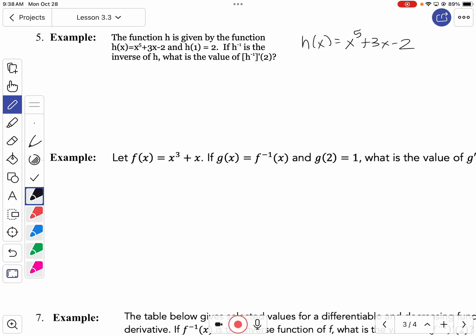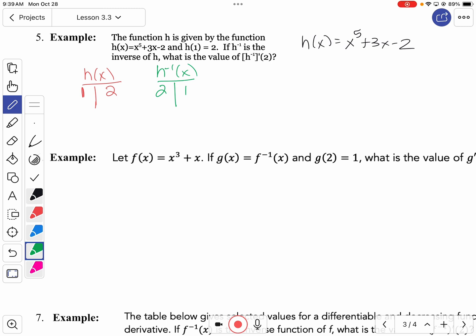Now, if they give me a simple function, I could probably calculate an inverse. But are you going to be able to calculate an inverse of that? Yeah, no, me neither. Okay? So here's what we're going to do. We're going to take the next piece of information they give me, and they tell me that h at 1 is equal to 2. So when I think of h inverse, what point is it going to be? 2, 1. Okay? Good to know.